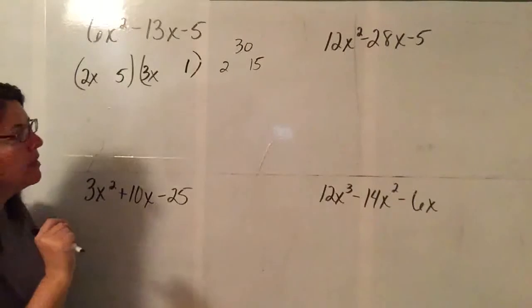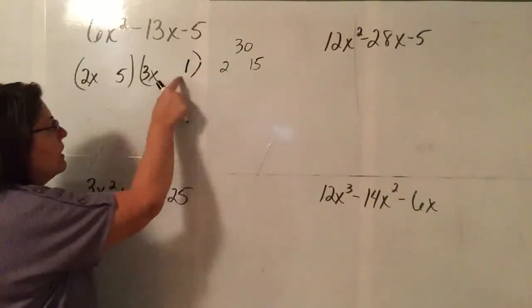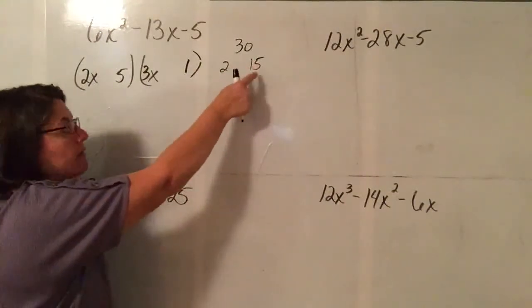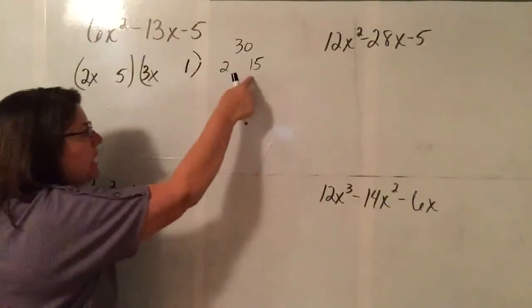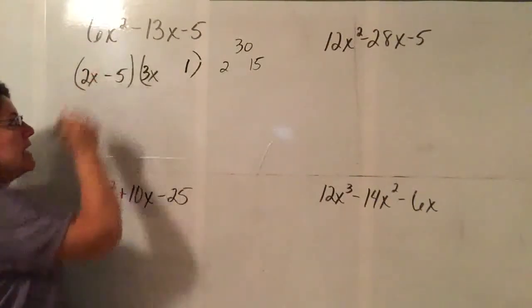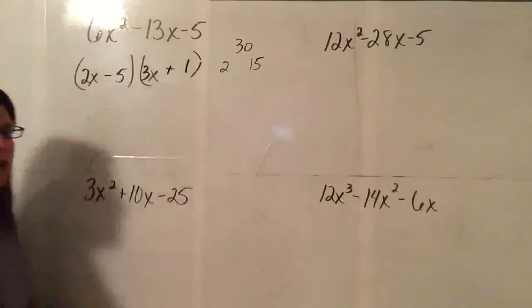All right, now think about the big number. We're talking about the big number here. Not necessarily here, but here. Which one of those is the big number? 15. Okay? So 15 needs the minus. Well, what makes 15? 5 and 3. So that needs the minus. The plus goes here. You could FOIL and see you're going to get that.